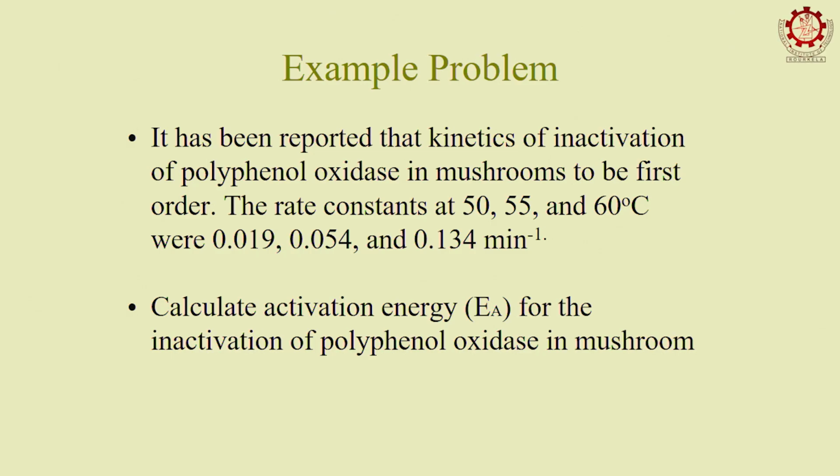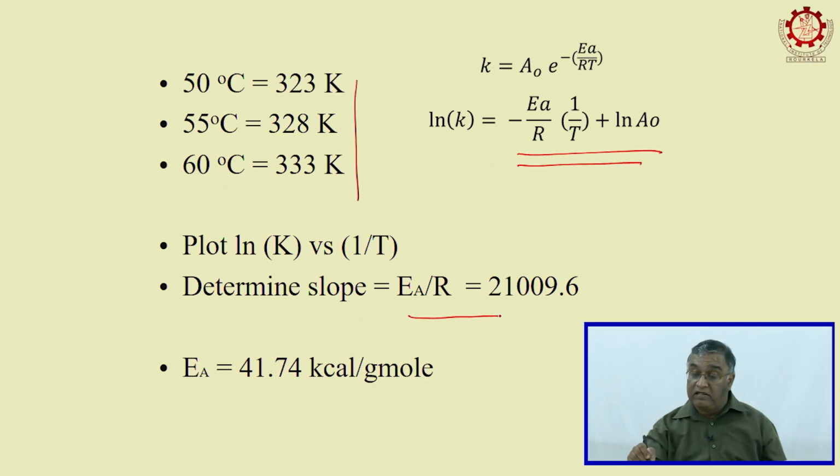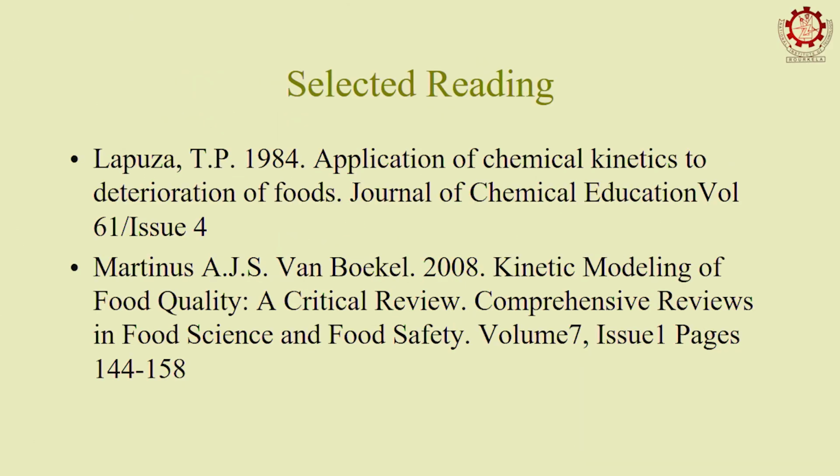Again, this is just an example problem. You have the kinetics of polyphenol oxidase in mushrooms, assuming a first order reaction. You have rate constants given, 0.09213. Calculate the activation energy for inactivation of polyphenol oxidase. Again, you can look at these values and use this relationship to calculate the slope, and once you calculate the slope, that value is EA over R, and from there you can estimate your EA value, the activation energy value. So these are just some references.